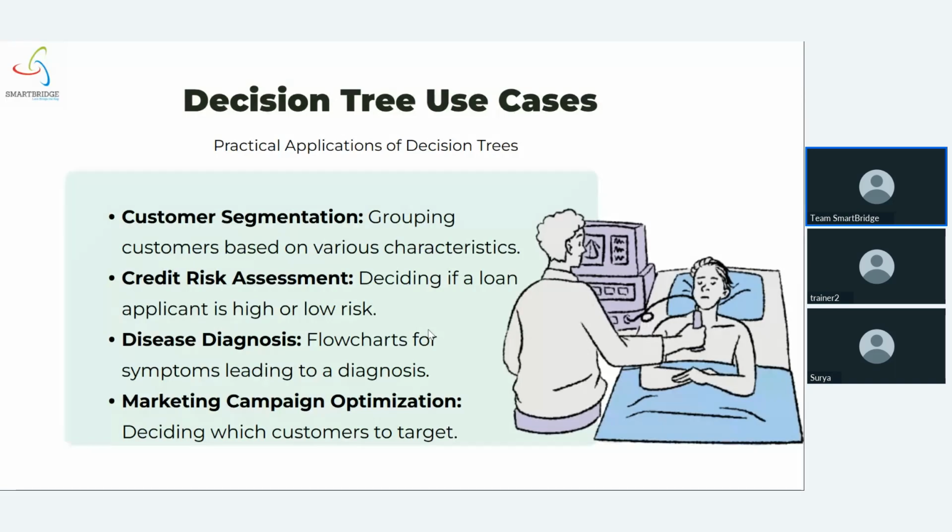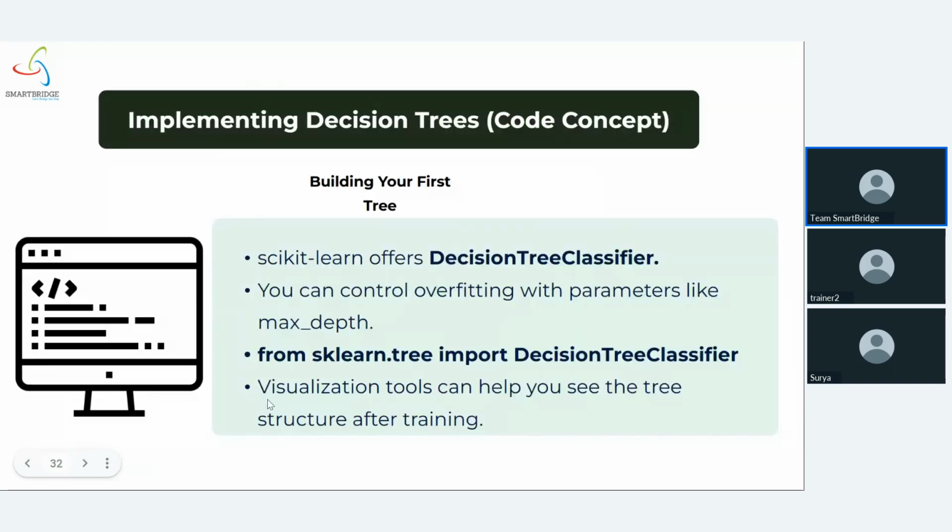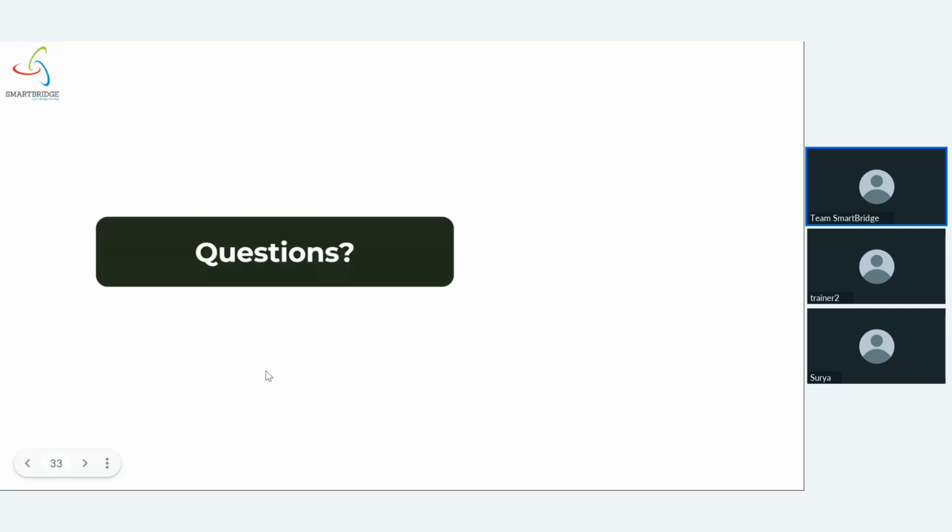Other basic use cases of decision trees: customer segmentation, credit risk assessment, disease diagnosis, market campaign optimization, and some other things. We'll be implementing decision trees with scikit-learn's DecisionTreeClassifier or DecisionTreeRegressor. Let's get into a model where I'll be explaining the decision tree. Allow me a second so that I can share my whiteboard.